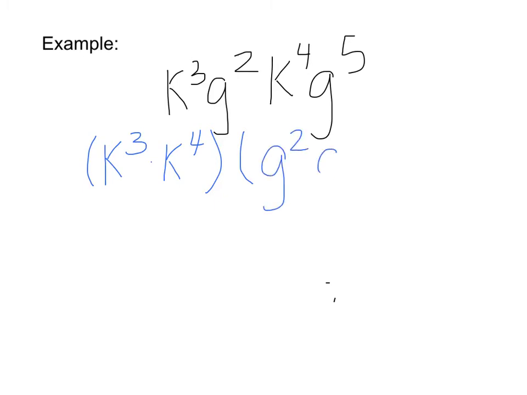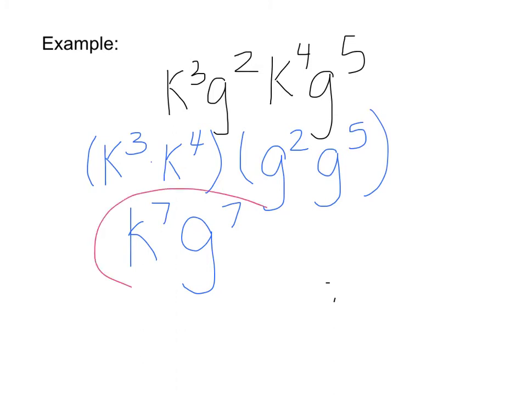This is g squared times g to the fifth. Now, according to the rule of multiplying exponents, we can do 3 plus 4 to know what the new exponent of k is. So k, now 3 plus 4 is 7. G squared times g to the fifth is the same as g to the 2 plus 5. So our answer here is g to the 7th as well. Now we have simplified the expression.